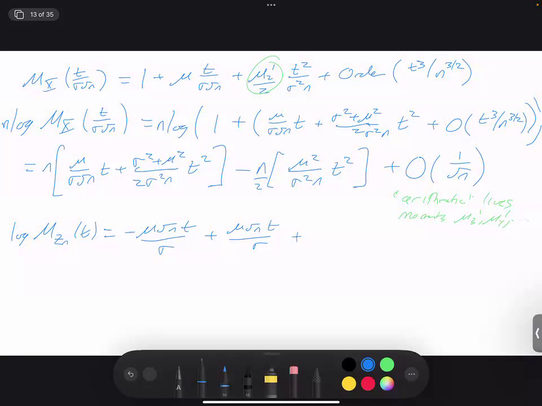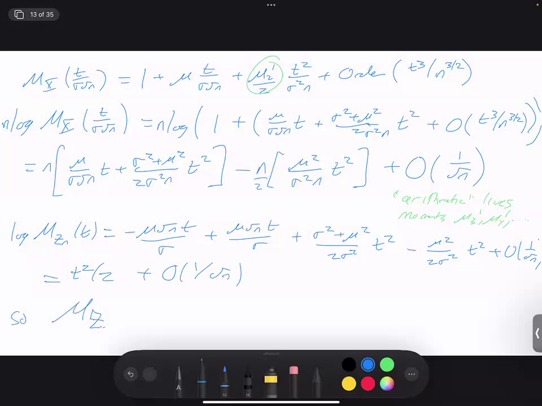Then we're going to have n times this, so we're going to have a sigma squared plus mu squared over 2 sigma squared t squared. And then we're going to have a minus, the n's are going to cancel, and we'll have a mu squared over 2 sigma squared t squared plus order 1 over square root of n. So the first two terms cancel. We have the denominator is 2 sigma squared, the minus mu squareds cancel. We have sigma squared over 2 sigma squared, that's 1/2. So we have t squared over 2 plus order 1 over square root of n. So exponentiating, we get the moment generating function is e to the t squared over 2, and then something of size 1 over square root of n.